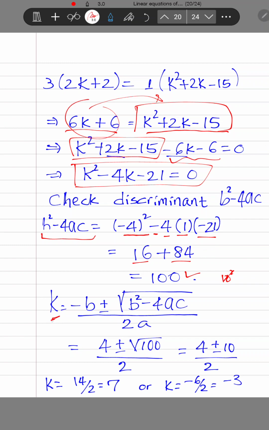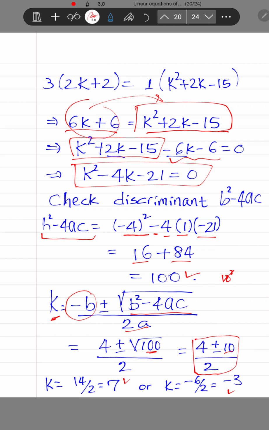So we can put the general equation of the quadratic equation that k is equal to minus b plus or minus square root of b squared minus 4ac over 2a, in which minus b is going to be 4. That is because b is minus 4. So 4 plus or minus the square root of 100 divided by 2. The root of 100 is just 10. So 4 plus or minus 10 divided by 2. Now we have two solutions here. One is 7, another one is minus 3.